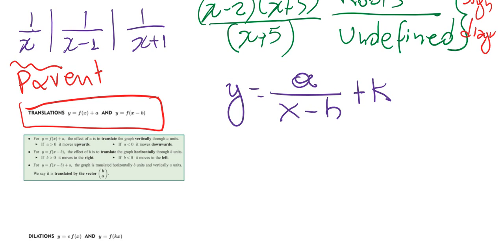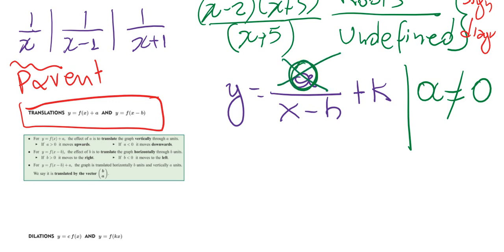For example, I want you to remember that this is real when a is different from 0. That means I can never have a 0 here. It's impossible to have a 0 here. Why? Because in that case I would have an imaginary, not a real case, and this is not something I am going to discuss in this course.